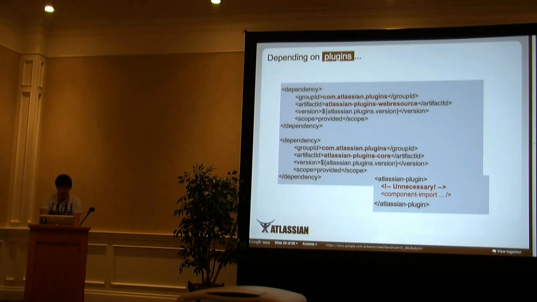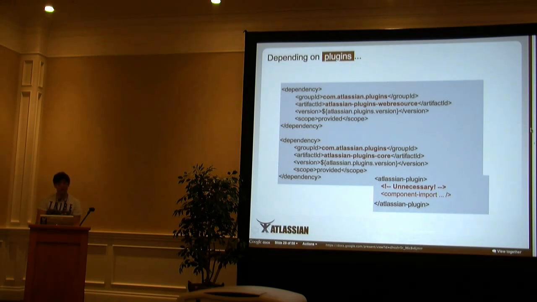So the first dependency you might consider importing is the Atlassian plugins web resource. This is the module which includes the web resource manager, which we were looking at before when you include AUI. So if you're wanting to use AUI and include it in your plugin's views, you probably need to depend on this guy.